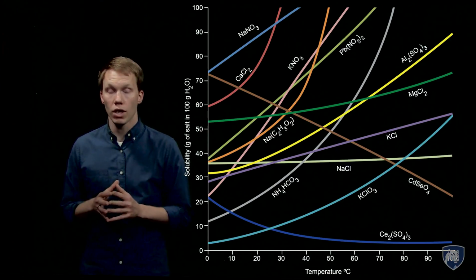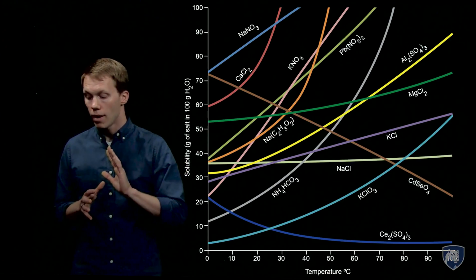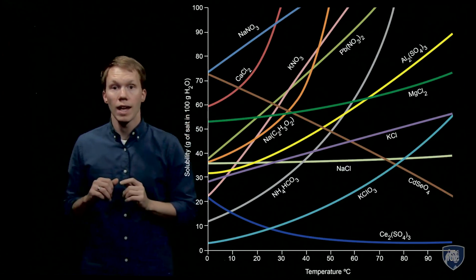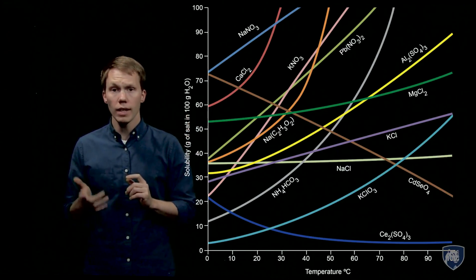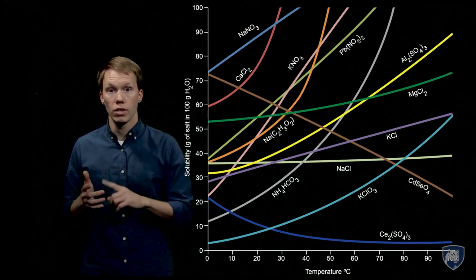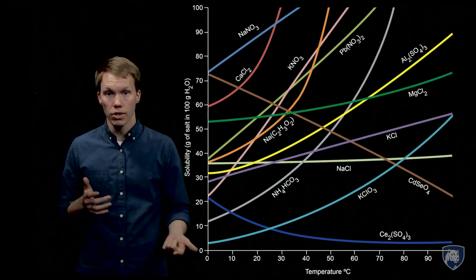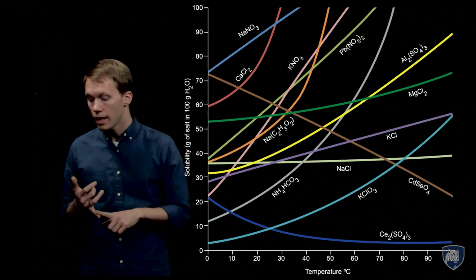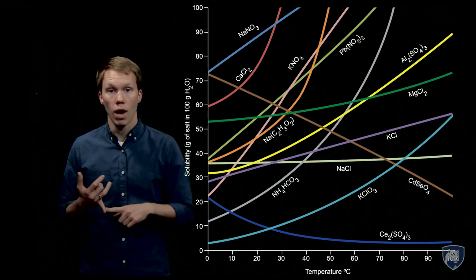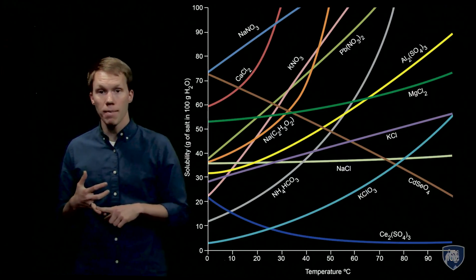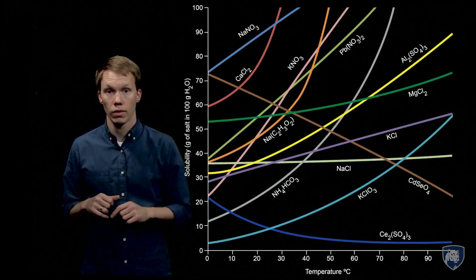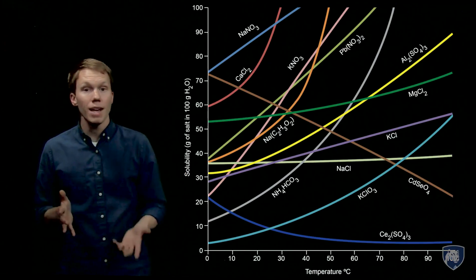Most all of these curves increase from left to right, so their curve goes up. And these curves correspond to the increasing solubility with increasing temperature. So if we look at the y-axis, it's the solubility of the salt in 100 grams of water, and the x-axis is temperature. So as temperature increases, the solubility increases. Okay? Now, there are exceptions to that, right?